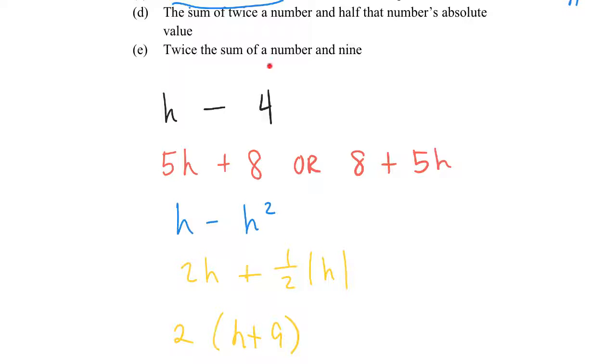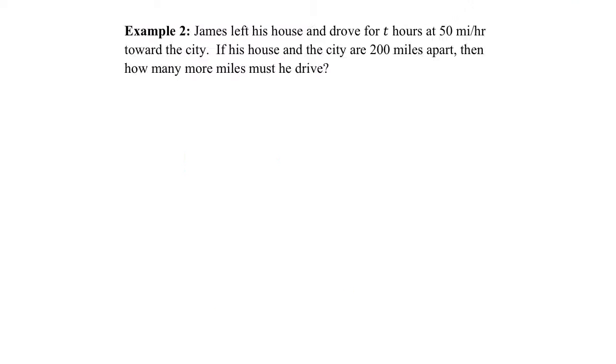Twice the sum of a number and 9. So twice the sum, meaning you're going to double this sum. So you know that there's a sum already in place, and the sum is some number and 9, and we're doing twice that. So twice the entire sum indicates we have a quantity, right? A quantity which includes parentheses. So 2 times the quantity, h plus 9. Twice this sum right here. Okay, questions? Can we move on? All right, let's go on.